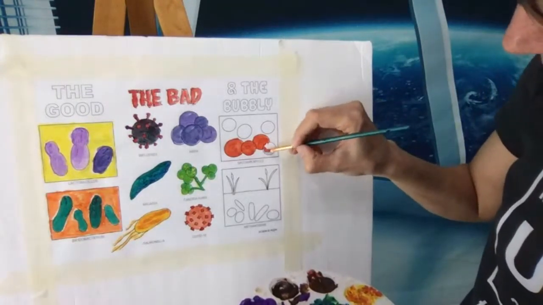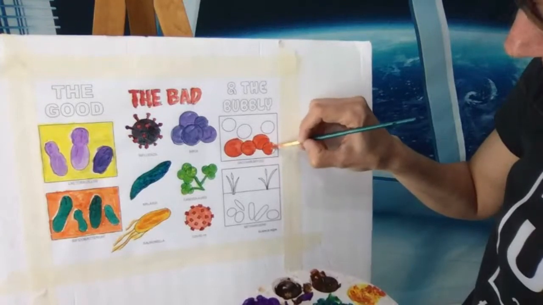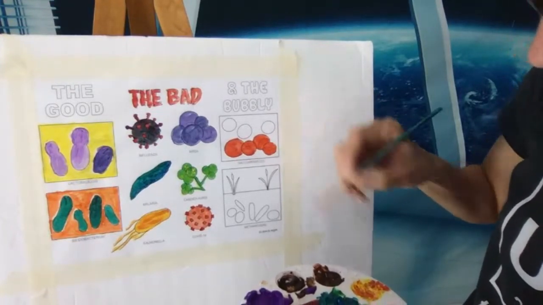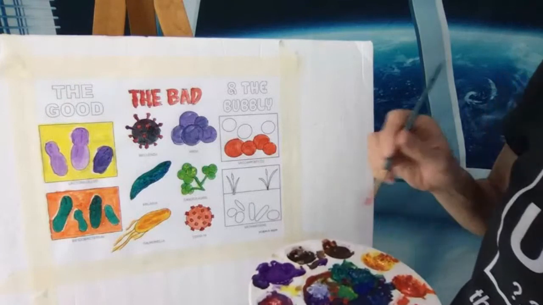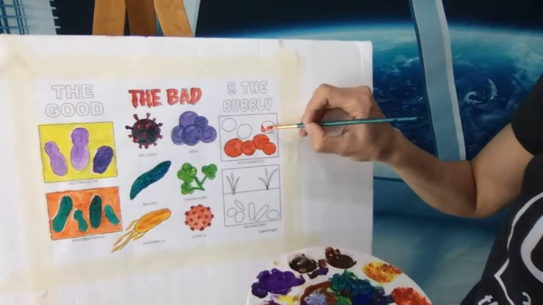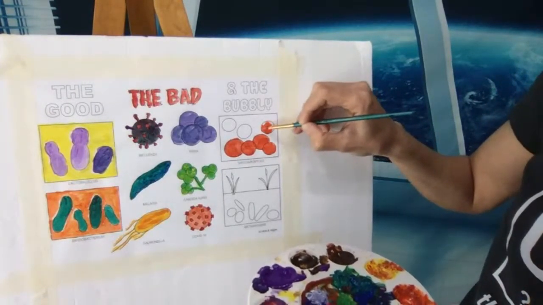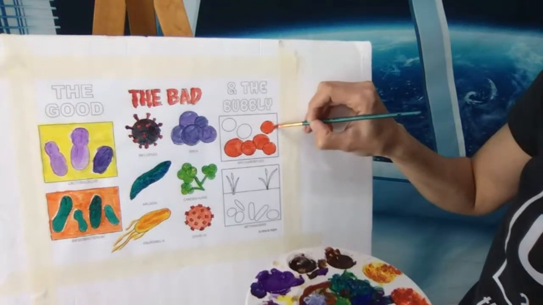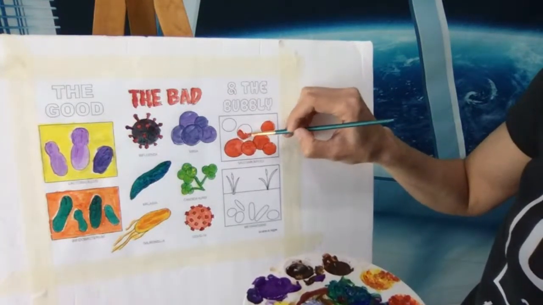So I'm going to paint these guys an orangey color. And then once I paint them orange, I think I might get a light brown and do a little bit of a light brown background, just so it looks a little bit like bread. See if I can do a really light brown.